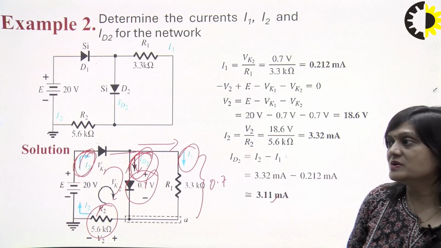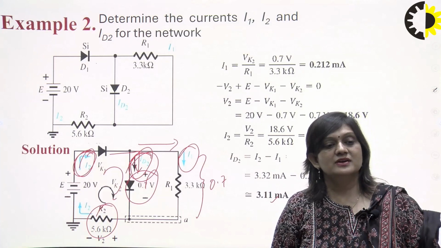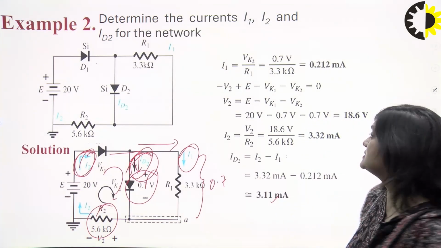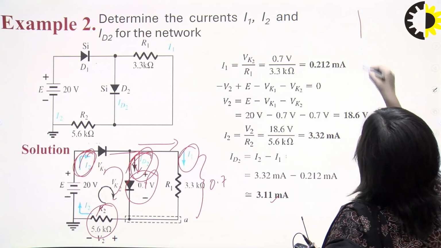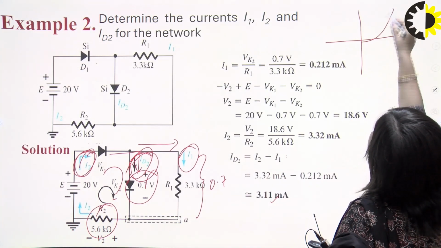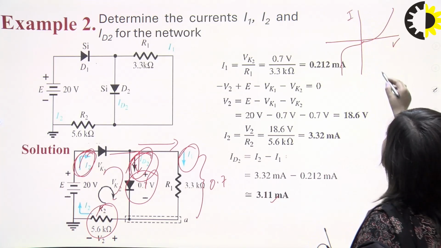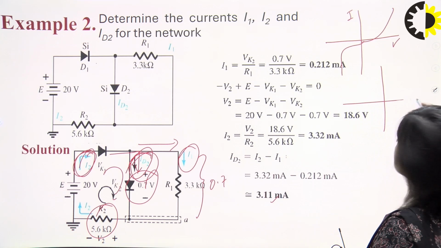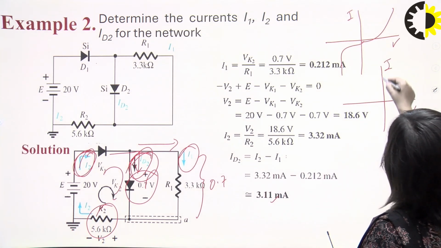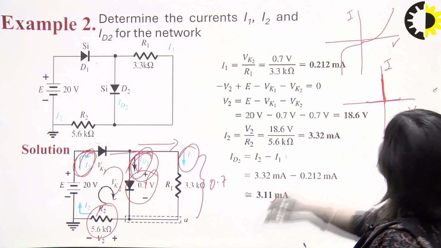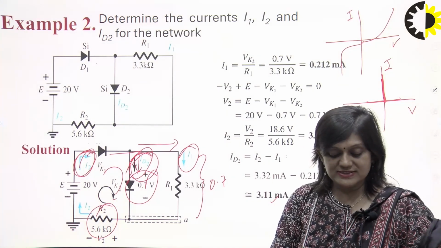The differences between the practical diode and the ideal diode are like this. Practical diode VI characteristics are like this. This is the VI characteristic of a practical diode, this is V and this is I. And for the ideal diode, the characteristic is like this, a straight line. All the characteristics of practical and ideal diodes we will discuss in the next lecture.